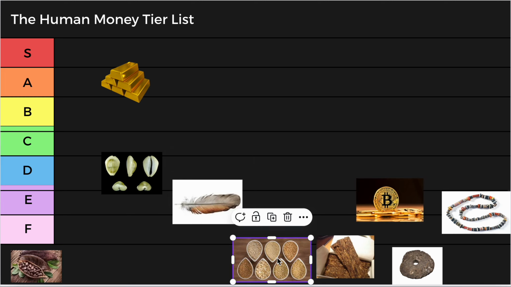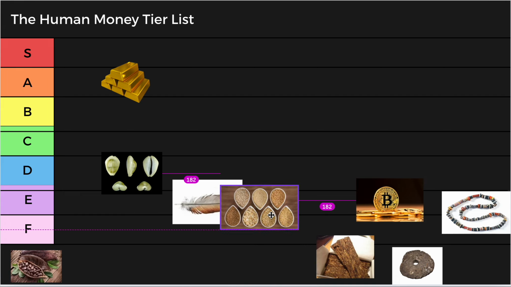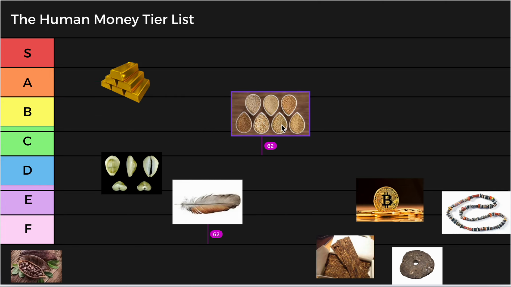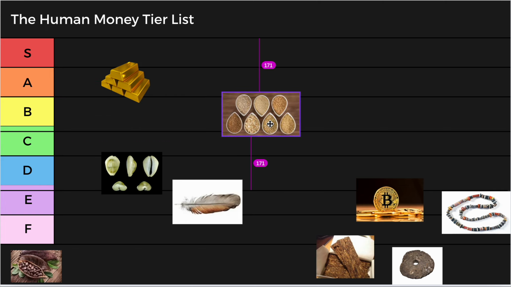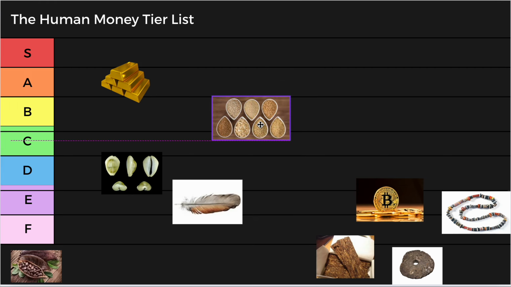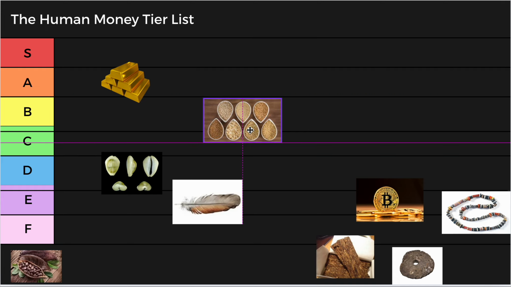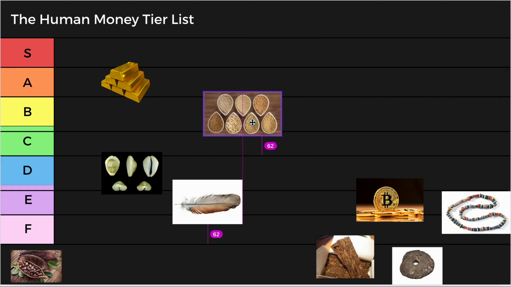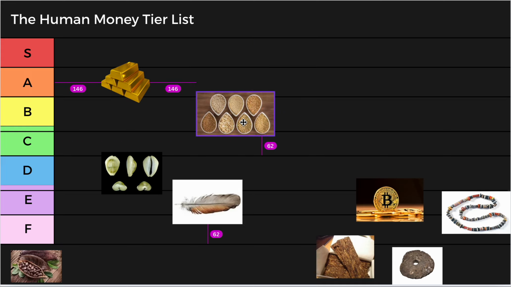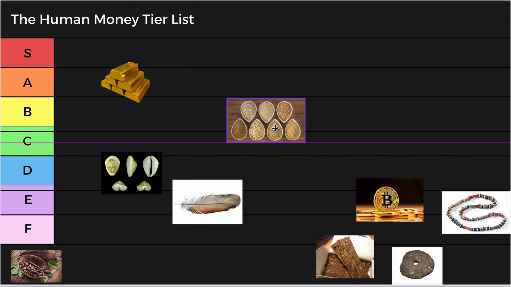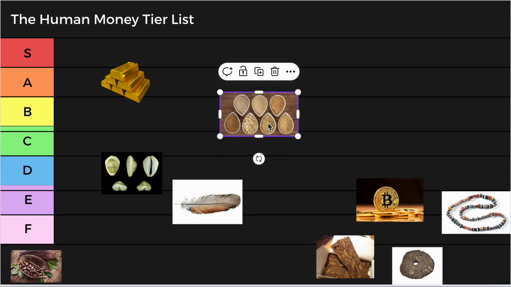So next we're going to go into grain. Let's do grains. Grains are extremely durable. They're extremely divisible. They can easily be divided into many different units. They're extremely portable. They're extremely fungible. Each seed of grain looks like the next seed. The only thing is they're not very scarce, although it does take as long as the growing season to produce more grain. And they offer an extreme amount of utility to people, as you can eat them and feed whole populations. So we're probably going to give grain a B tier. I would say a B tier for sure.